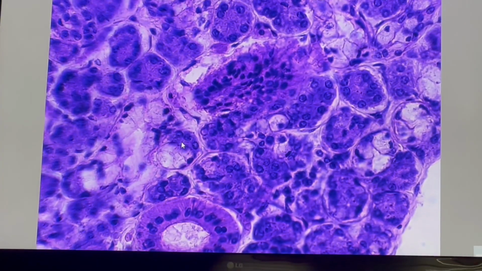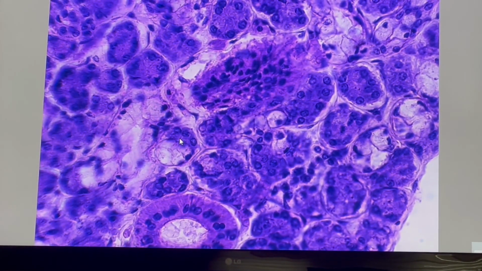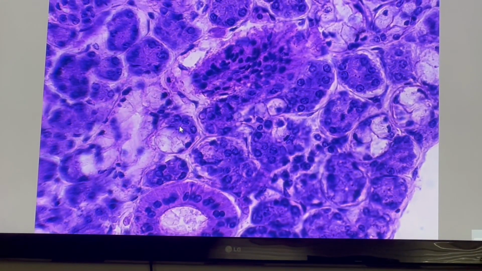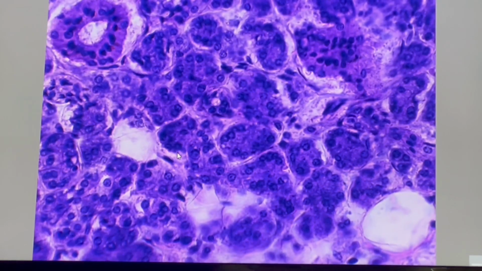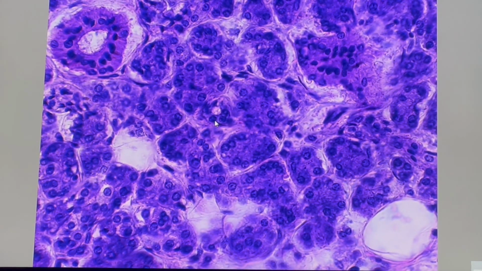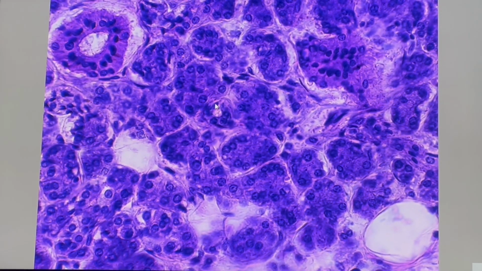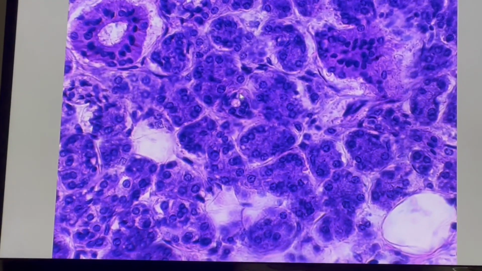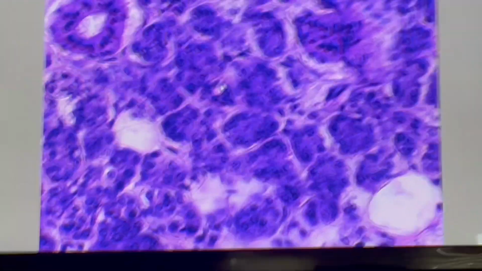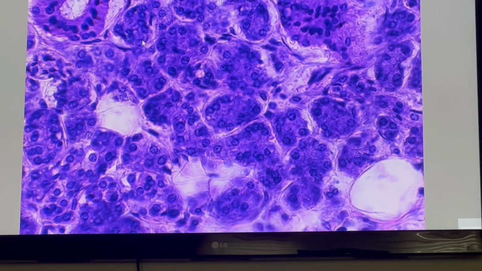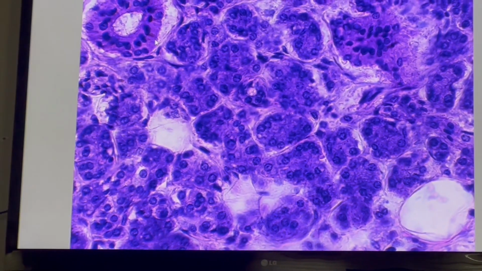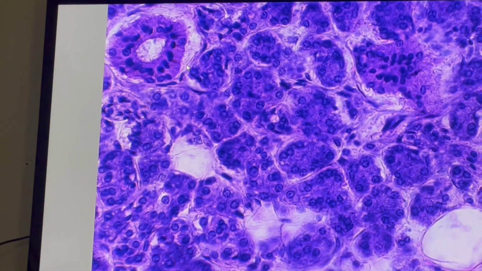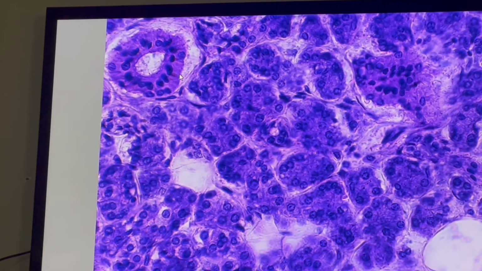The duct portion is similar to the parotid gland. We have intercalated ducts. This is an intercalated duct, consisting of simple cuboidal epithelium with a small narrow lumen. It is the smallest duct. Which type of duct is this? Striated duct. We can see the basal striation.